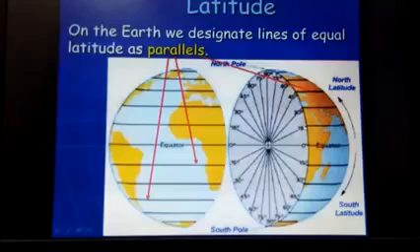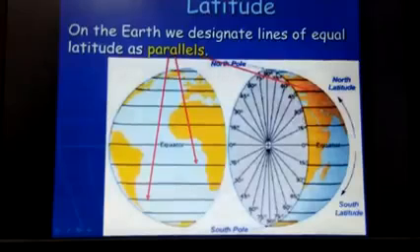The first line is 15 degree, second is 30 degree, third is 45. Like this we have 0 to 90 degree. The 90 degree on the northern side is known as north pole and this 90 degree on the southern side is known as south pole. 23 and a half degrees lies between 15 degree and 30 degrees. This 23 and a half degrees is the Tropic of Cancer, which is not drawn here; we'll find it next.